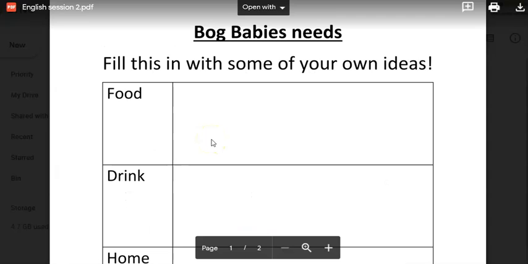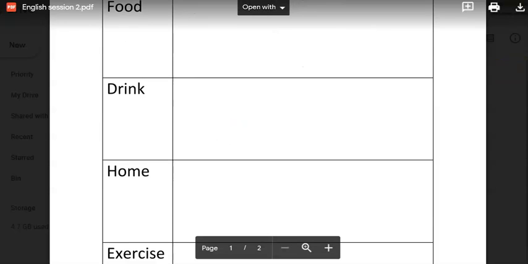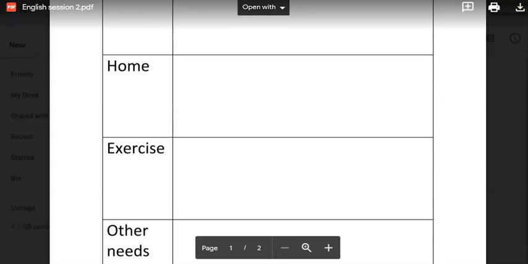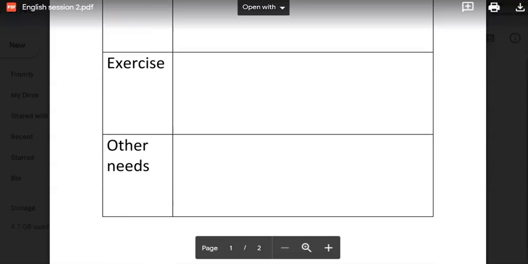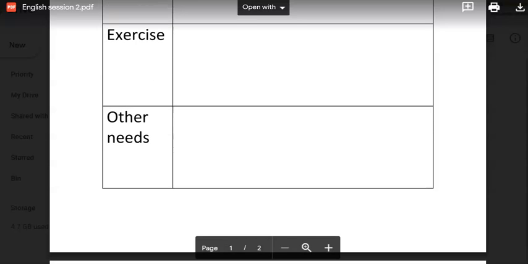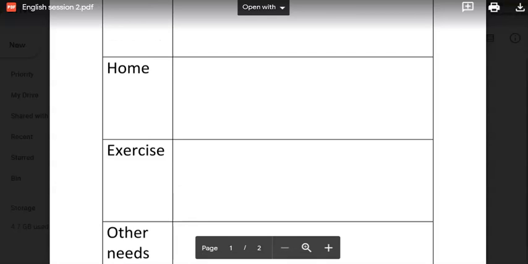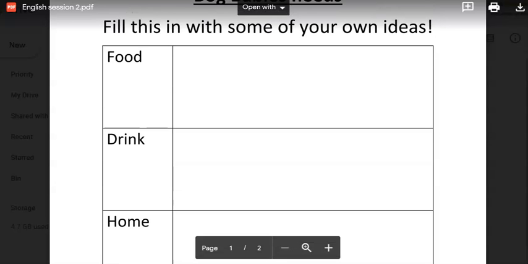And here it is. So write some ideas down for what you think a bog baby should eat, what you think they should drink, where they like to live, how you can exercise them, and also any other needs that they may have. You can make this as interesting and creative as you would like to, so please use your imagination.